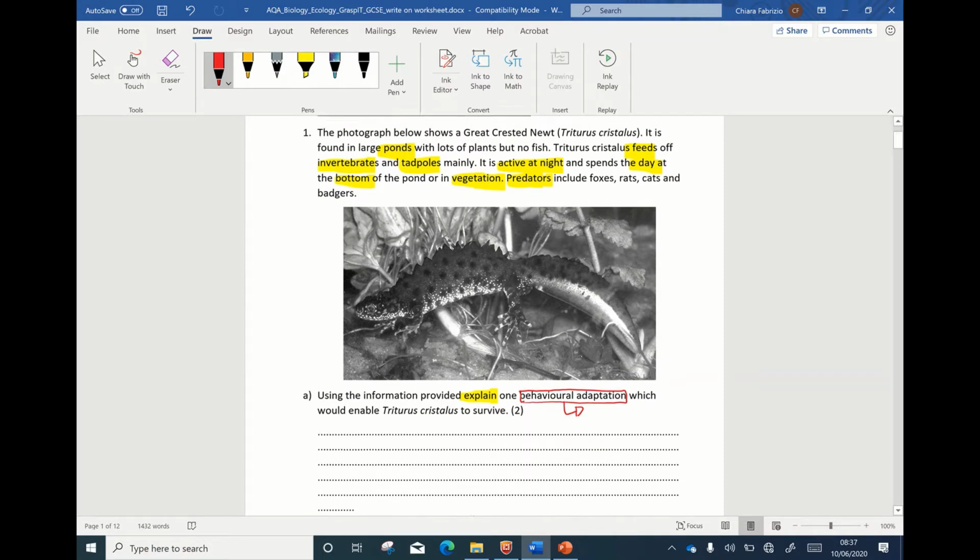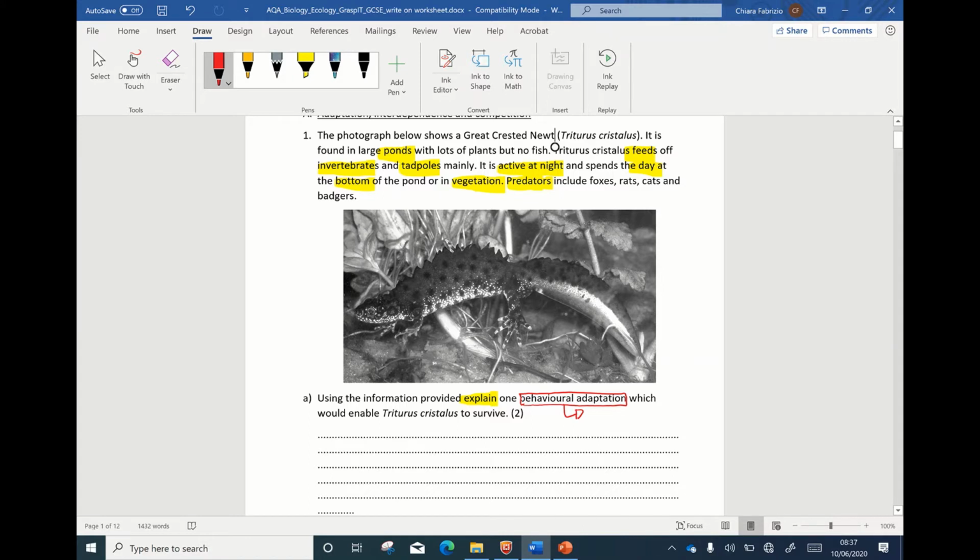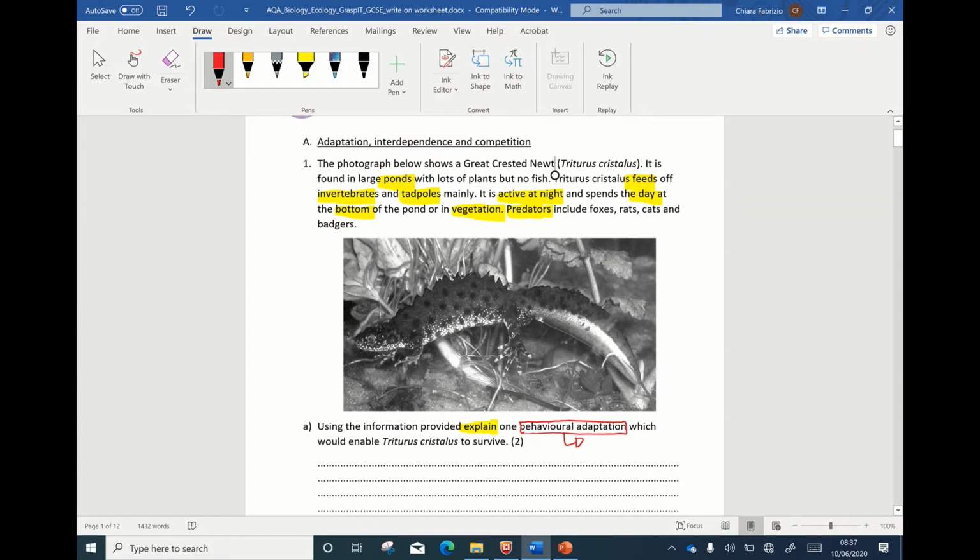Obviously, we've never studied these organisms in class, and we're not going to. There are so many organisms to talk about in class that we wouldn't be able to get through everything. So in exams, they give you this information in the question if it's a new organism that they're introducing, and you're literally just using the information here to answer it. So which one of these things in the text is a behavioral adaptation?